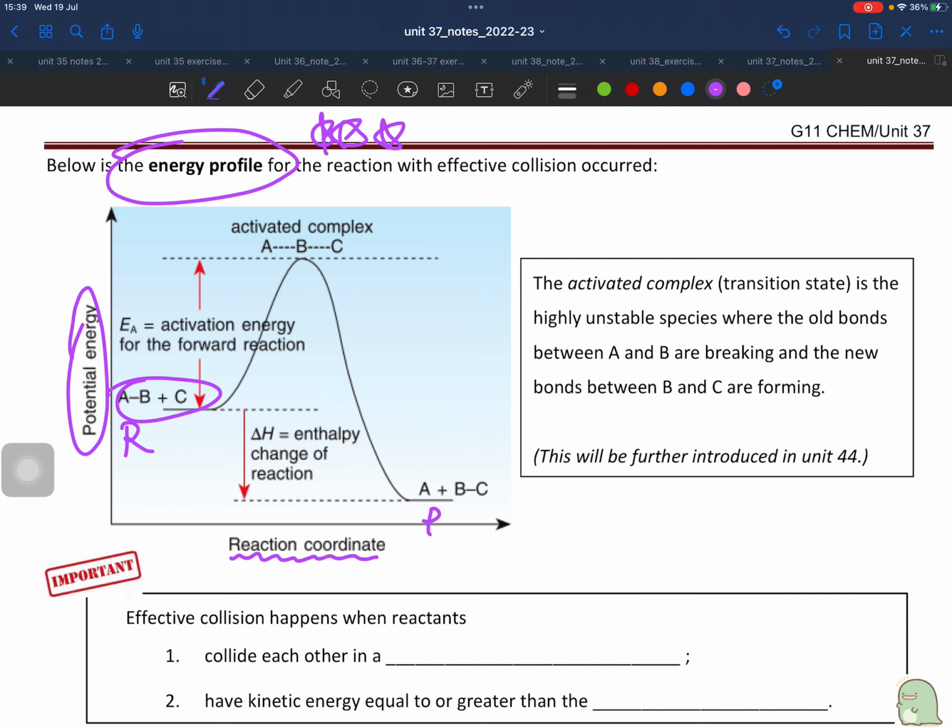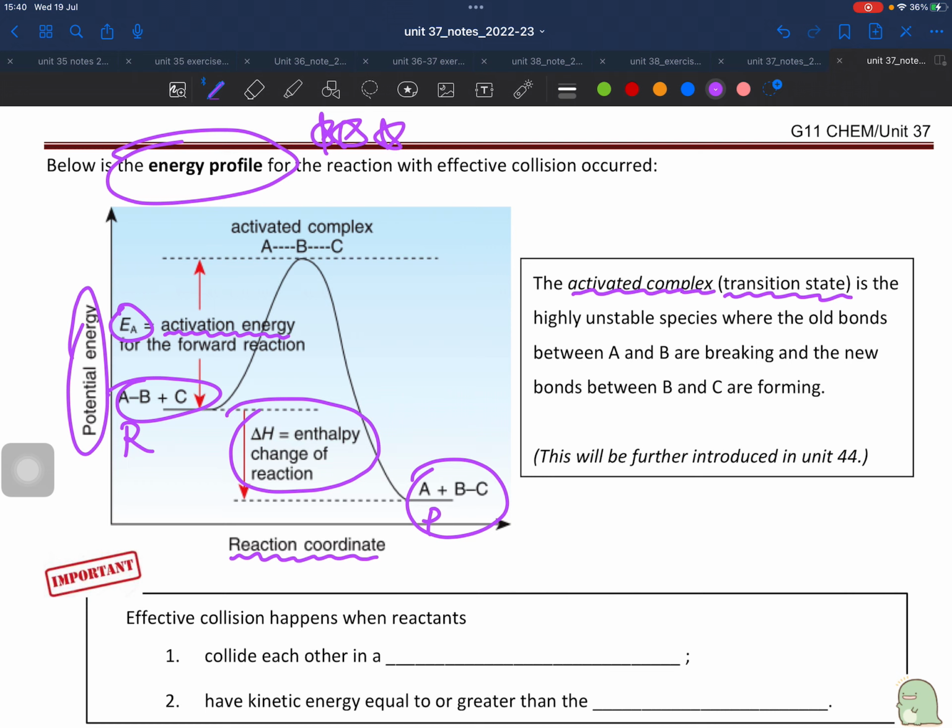Now, after the reactant gets enough energy, we call it activation energy, EA. It will go uphill to something called the activated complex, or sometimes we call it the transition state. At that point, they have two choices: either move forward to the product or go backward to the reactant. And if this is an exothermic reaction, which you are familiar with already, the product's position should be lower than that of the reactant. And the difference is our old friend again, the enthalpy change of reaction.